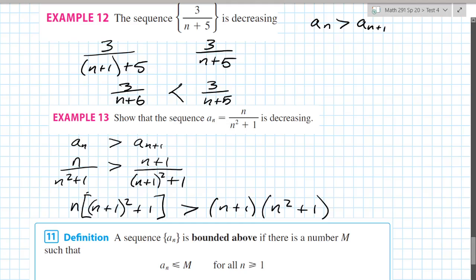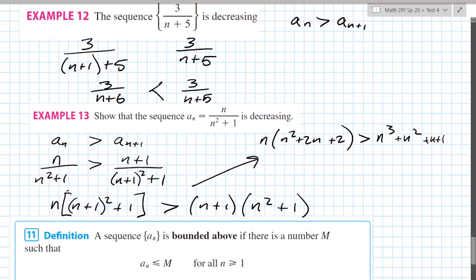It's not obvious from this point yet. So let's FOIL this out. Let's distribute some stuff. Squaring this is going to be n times n squared plus 2n plus 1, which is greater than, and distributing this gives me an n cubed plus an n squared plus an n plus a 1. Distributing the left-hand side, n cubed plus 2n squared plus 2n is greater than n cubed plus n squared plus n plus 1.